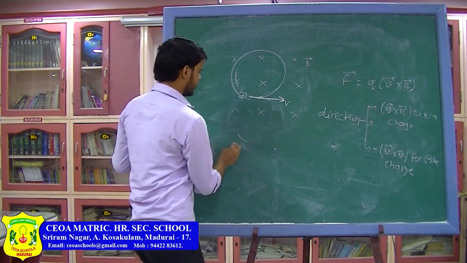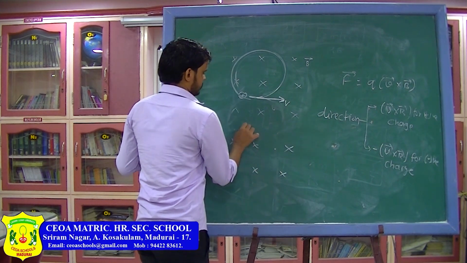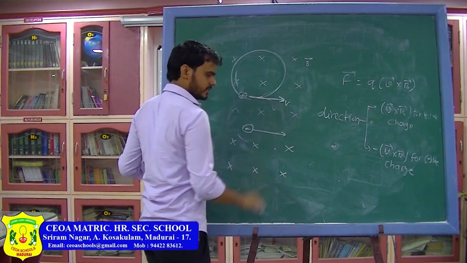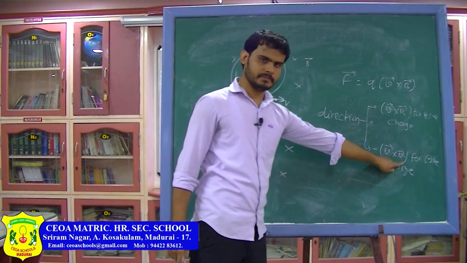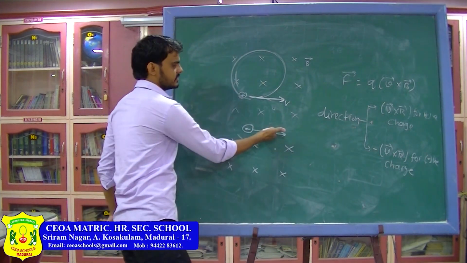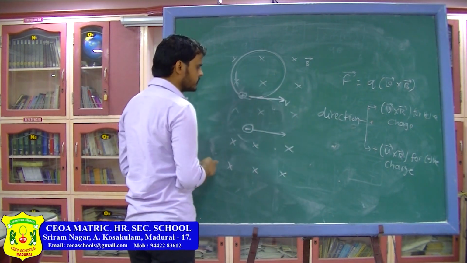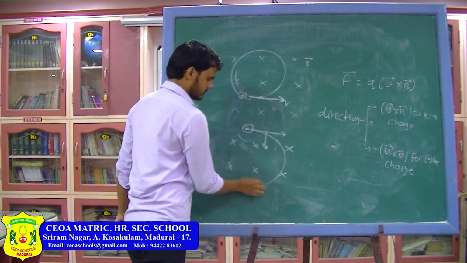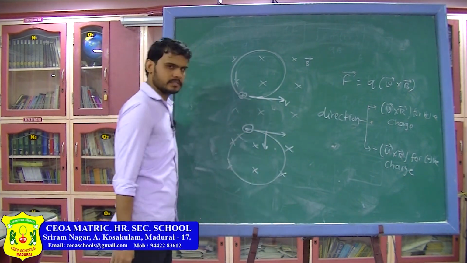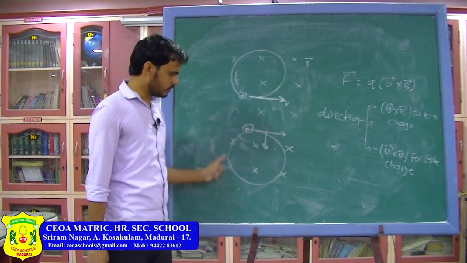Similarly, if the charge was negative, suppose a negative charge is moving in this direction. The force on the negative charge will be opposite to v cross b. Here v is this, b is this, so v cross b is in this direction, so the force will be in the downward direction. So here the particle will do a circle like this. Here the particle will rotate anti-clockwise, here it will rotate clockwise.